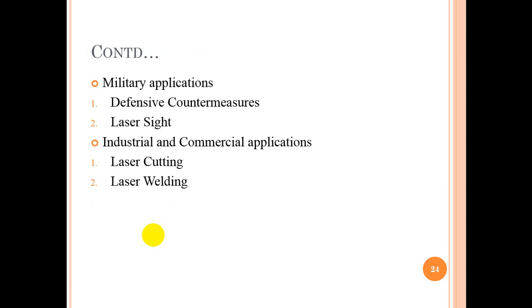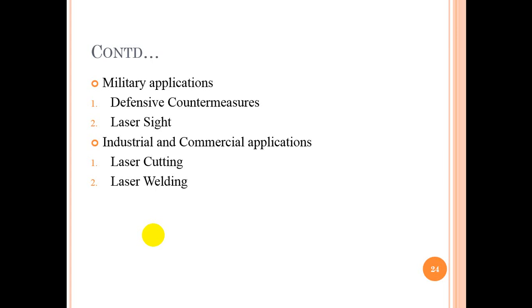Number three is military application. The first one is defensive countermeasures. Defensive countermeasure applications can range from compact, low-power infrared countermeasures to high-power airborne laser systems. Higher-end countermeasure systems use lasers to confuse the seeker heads on heat-seeking anti-aircraft missiles.